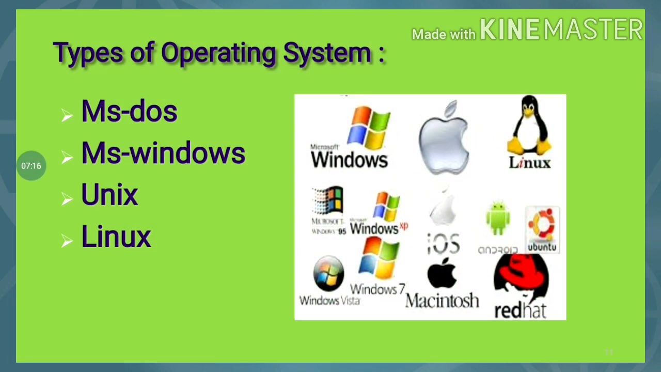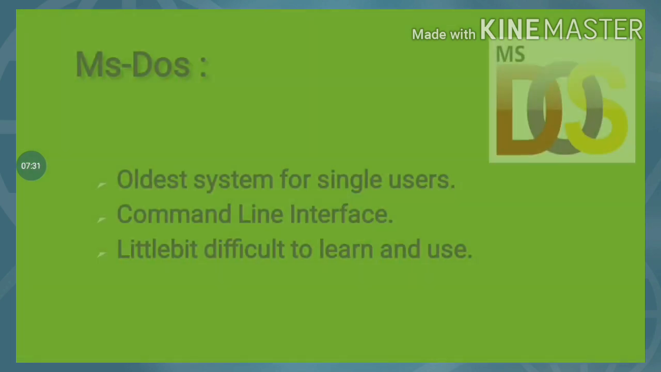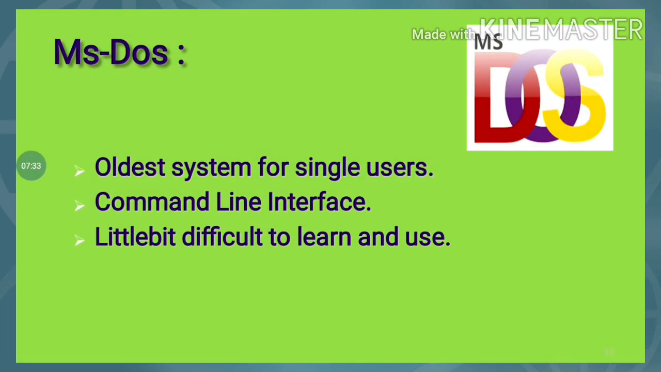Then, types of operating system. So many types are there. Here we discuss a few: MS-DOS, MS Windows, Unix, Linux. We discuss these four. First, MS-DOS. It is the oldest system for a single user. Single user means only one user can access it at a time.